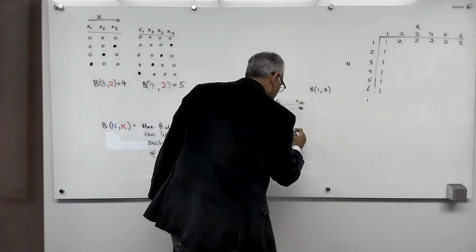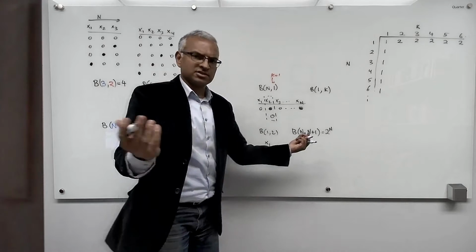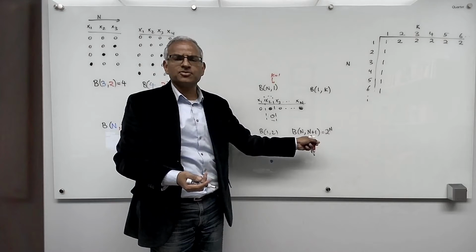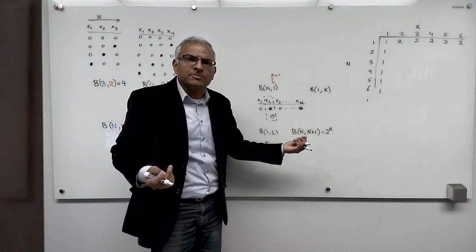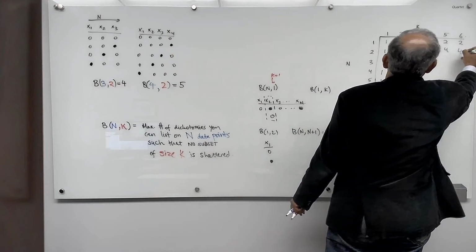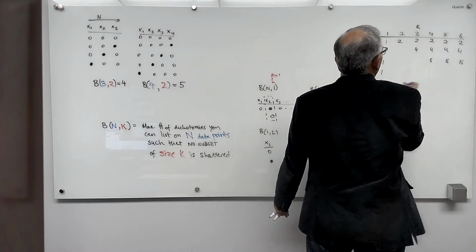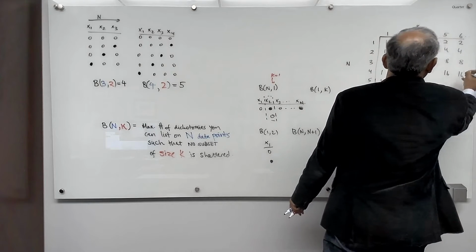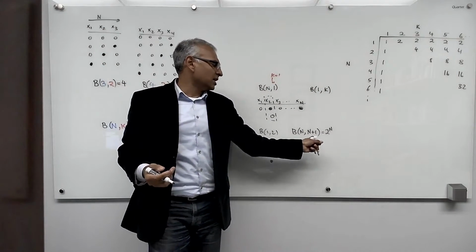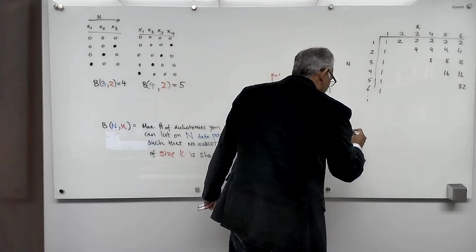In fact, B of n and n plus 1 is just 2 to the n, for the simple reason that on n data points, I can list all 2 to the n dichotomies, and there'll be no subset of size n plus 1 that's shattered just because there's no subset of size n plus 1. So I'm going to have 4, 4, 4, 4 here because 3 is bigger than 2. I'm going to have 8, 8, 8 here because 4 is bigger than 3. Then at 5, I'm going to have 16, and at 6, I'm going to have 32. So I can compute B of n and k for any k bigger than n. Interesting question: what about B of n and n?